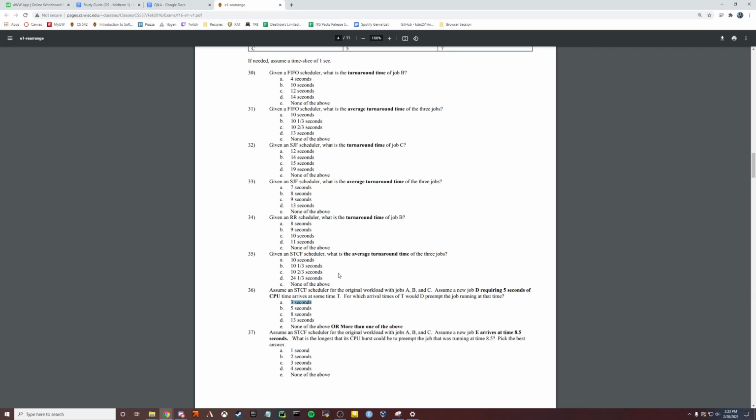It might at 13 seconds. How long is left in C at 13 seconds? C runs from 19, so there'd be 6 seconds for C left at 13 seconds. So D at 13 seconds, because it'd be 1 second shorter.